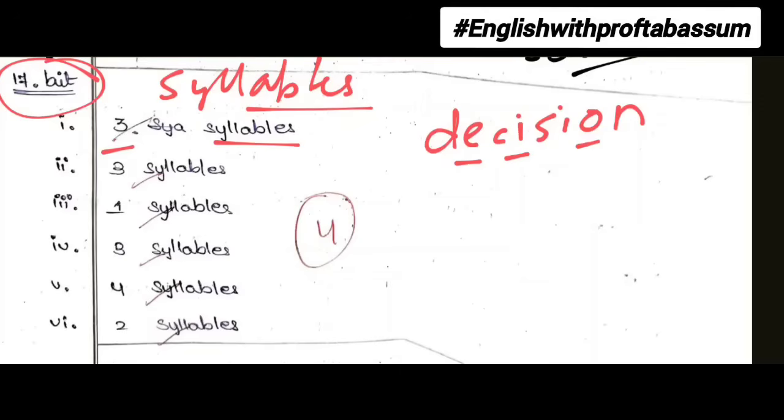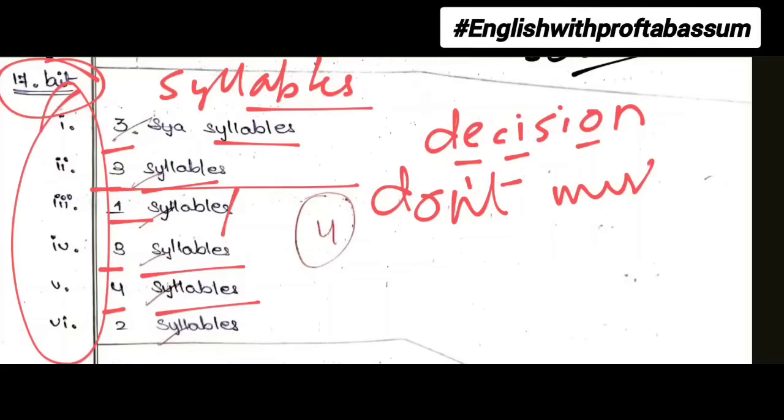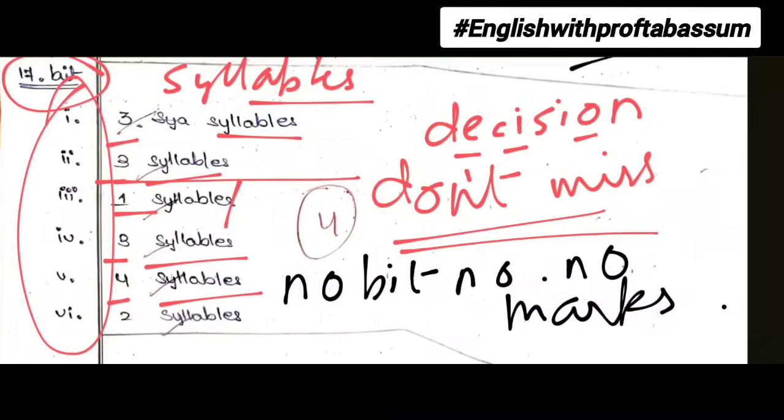So you have to mention 3 syllables, 2 syllables, 1 syllable. The other way to write is monosyllabic, disyllabic, trisyllabic, poly, like that. So this way is much easier, that is writing 2 syllables, 1 syllable, okay? A very big mistake that students do is they miss out on writing sub-bit numbers. If you miss this, then you won't be given marks, students. So no bit numbers, no marks.